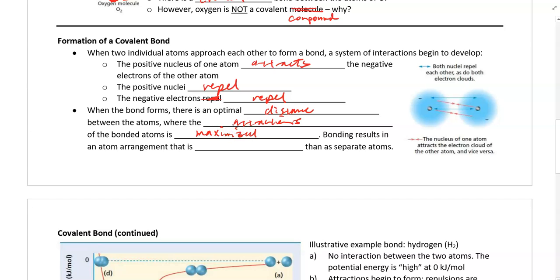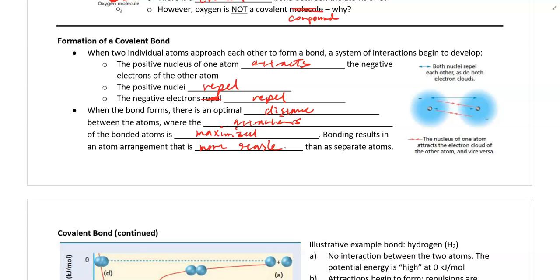Therefore, bonding results in an atom arrangement that is more stable than as separate atoms. So the idea here is that when these two come together, there's going to be an optimal distance where the attractions are maximized and the repulsions, while present, are generally minimized.